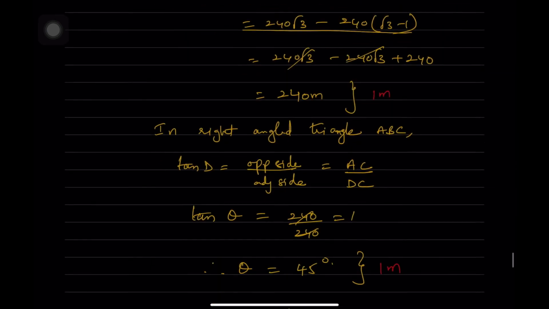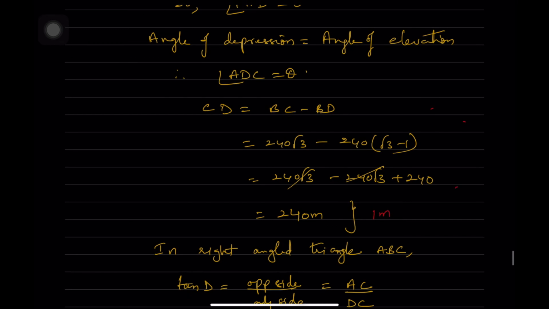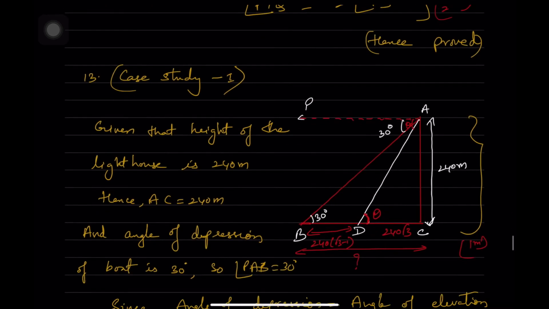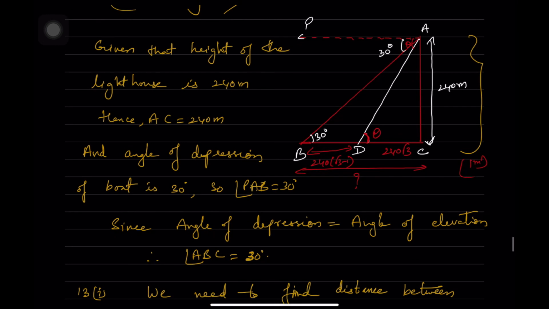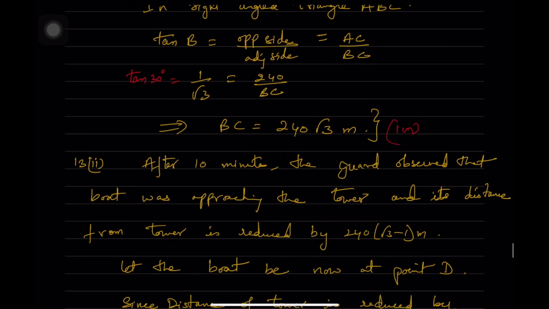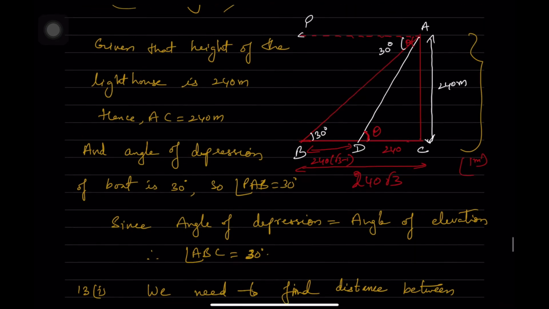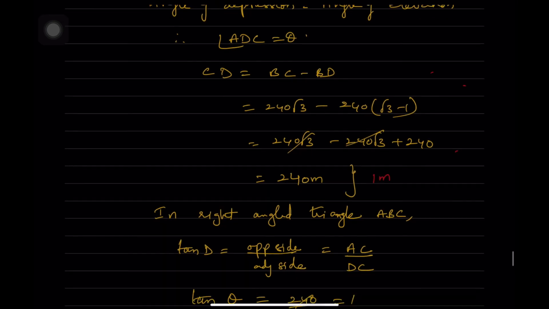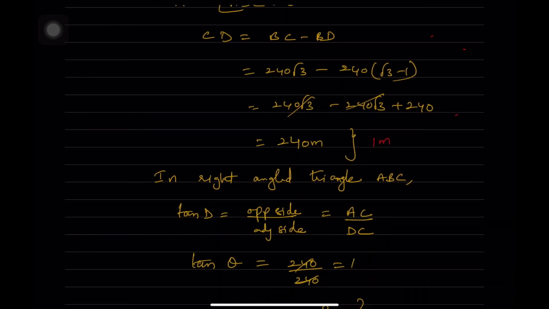So therefore you are getting it as 240 root 3. CD is equal to 240 root 3 minus 240 into root 3 minus 1. So totally CD is equal to 240. This is 240 root 3. We found out BC to be equal to 240 root 3, the whole thing. So therefore you are getting this as equal to 240 meters, that is CD.